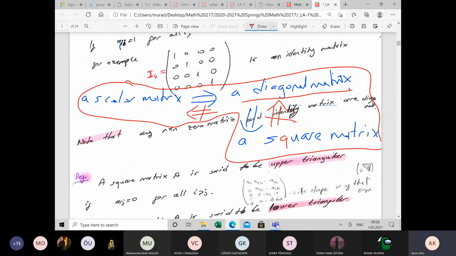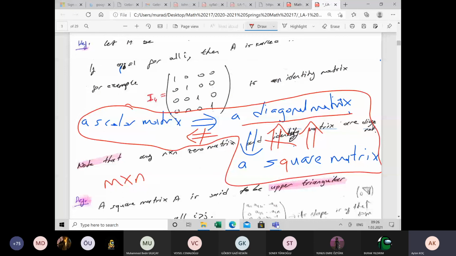And these statements are true for all matrices. It's okay? All matrices. If our matrix is scalar, yes, it is diagonal and also square. This is the general case, an m by n matrix. Take a special matrix, of course, it is satisfied in this direction. For example, a square matrix that is diagonal.